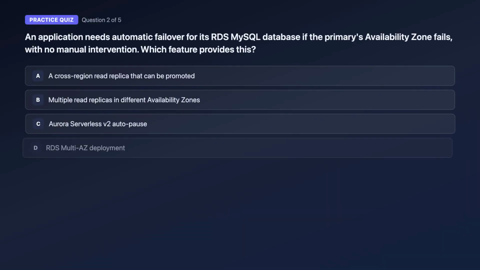Question 2. An application needs automatic failover for its RDS MySQL database if the primary zone fails, with no manual intervention at all. Which feature provides this? A, a cross-region read replica that can be promoted. B, multiple read replicas in different availability zones. C, Aurora Serverless v2 auto pause. Or D, an RDS multi-AZ deployment. Think about which option requires zero human action.